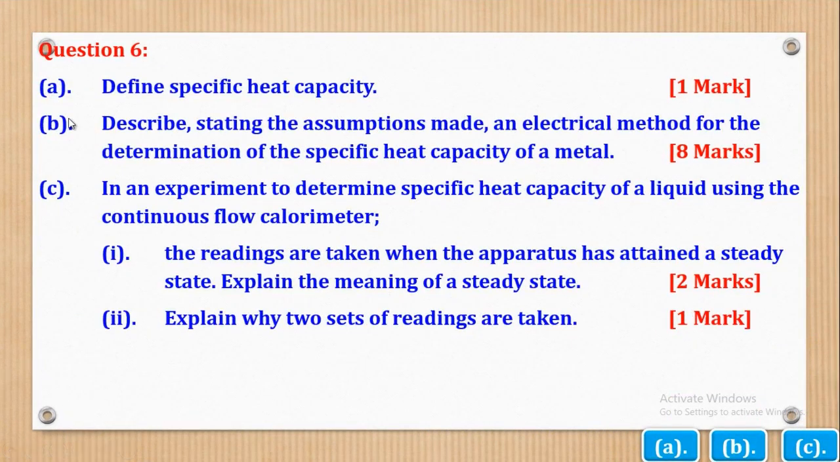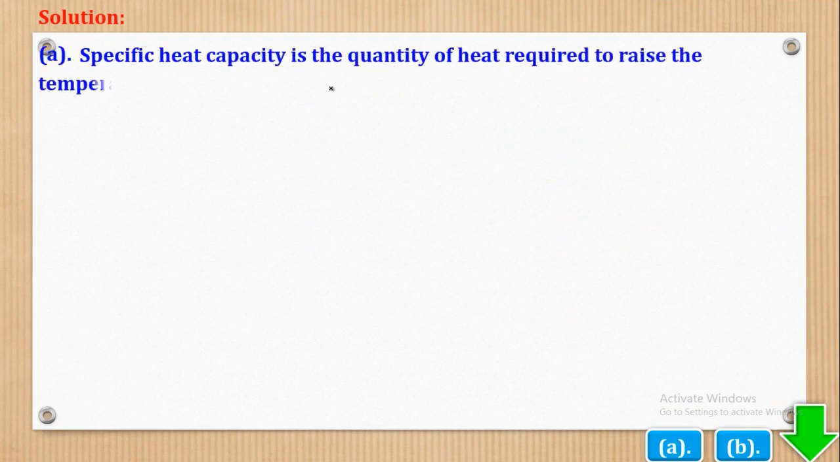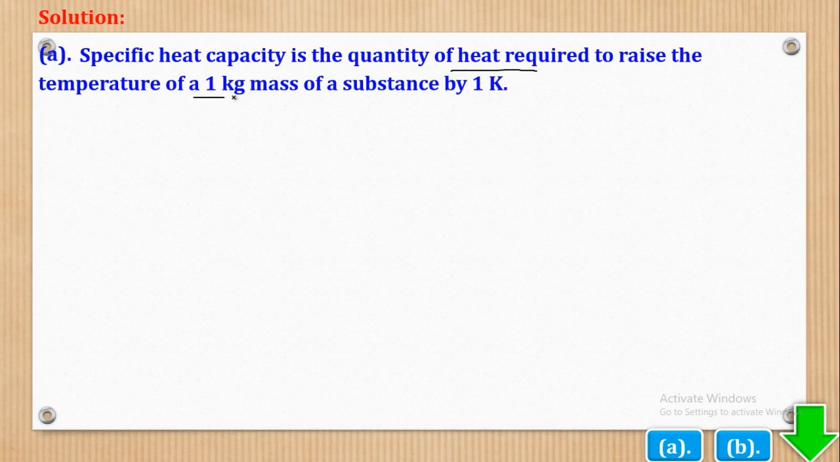So now we shall go to question 6. Part A says define specific heat capacity. So specific heat capacity is the quantity of heat required to raise the temperature of a 1 kilogram mass of a substance by 1 Kelvin. So that was part A. Now we shall go to part B.